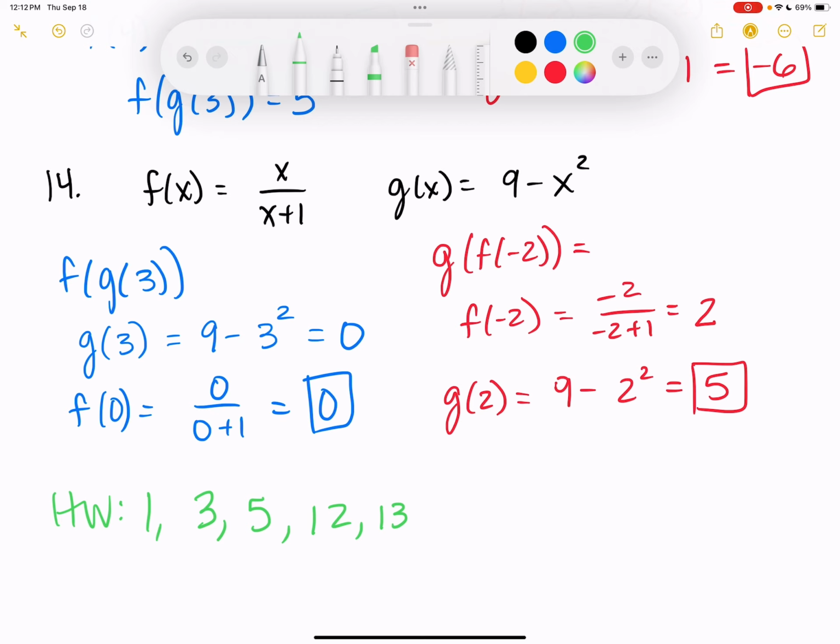So we'll finish this section tomorrow, and then review Monday, quiz Wednesday.